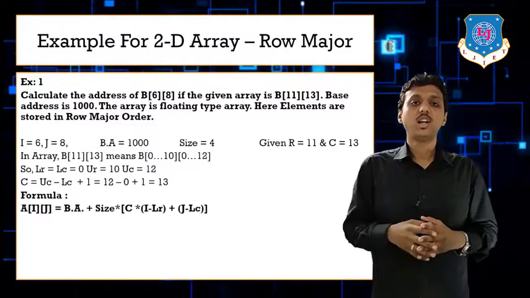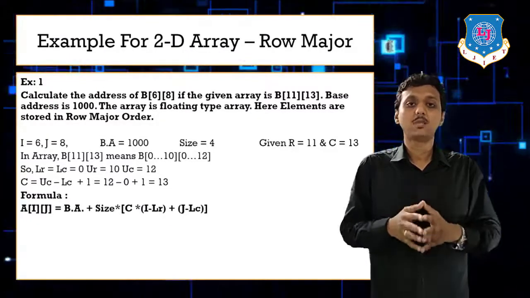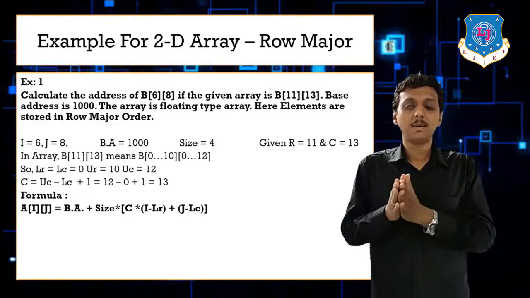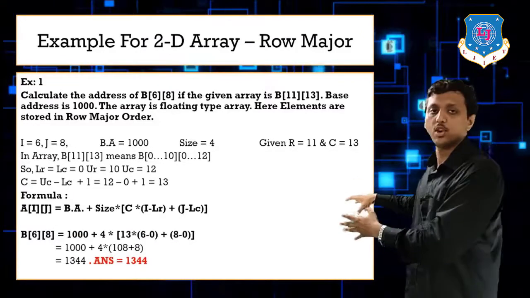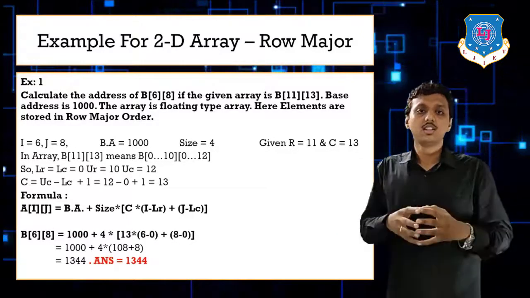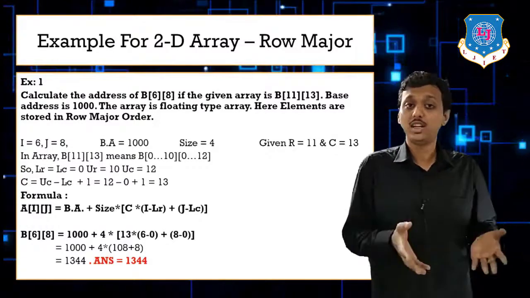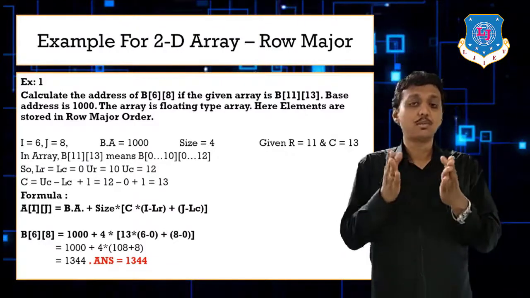Now just write down the formula. Our formula is A of ij is equal to base address plus size star C into I minus LR plus J minus LC. So just put all your data into the formula. So here it is: 1000 plus the size. As it is a floating type array, size is 4. 4 multiplied by C. C means total number of columns.